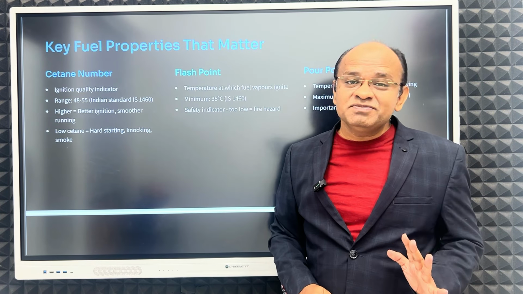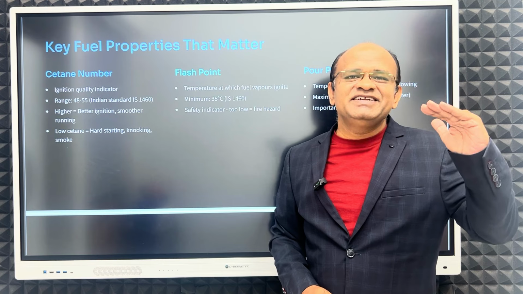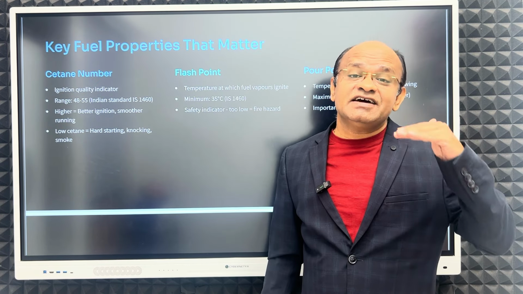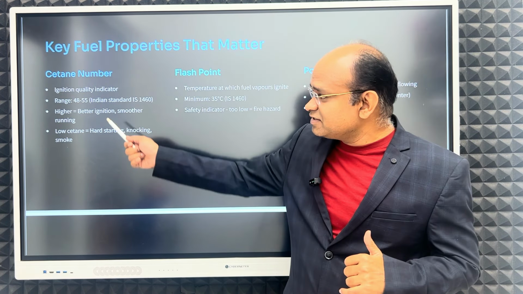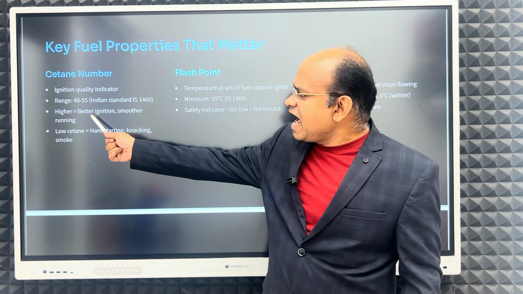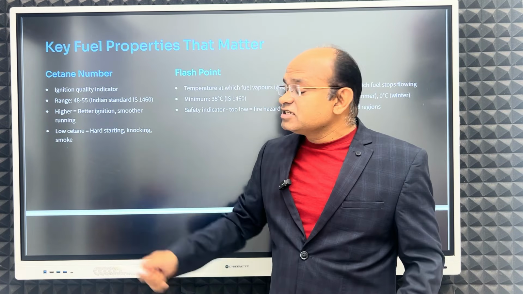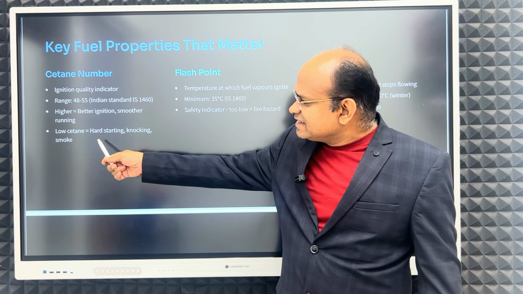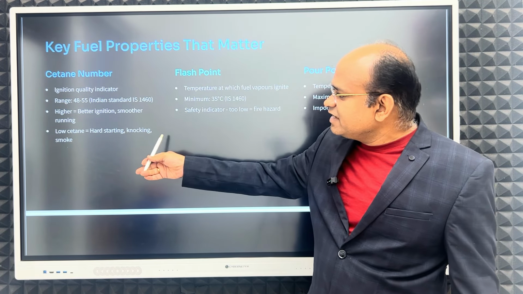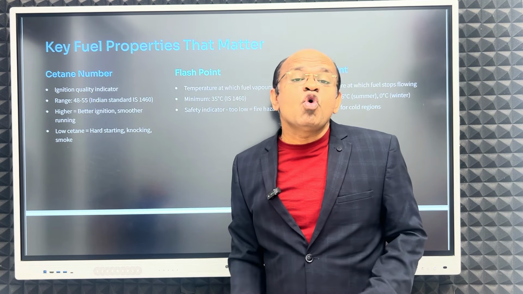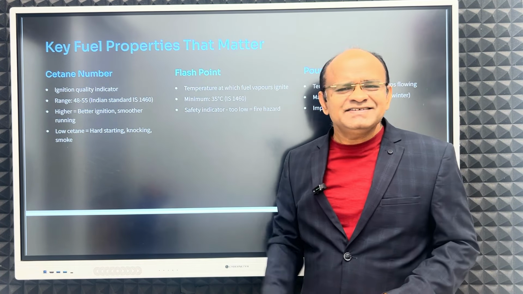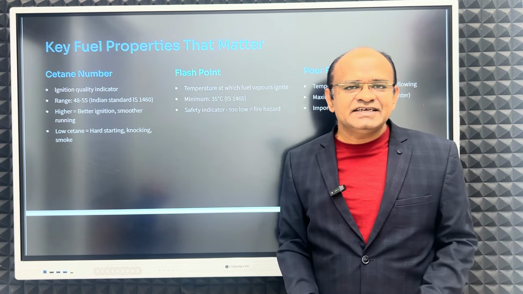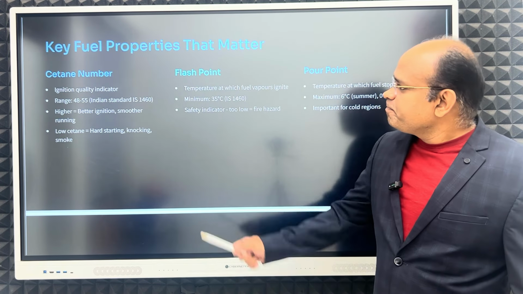At petrol pumps as well, high speed diesel or premium diesel categories are there. They sell it at higher premium prices because it will have better ignition and smooth running. Low cetane means hard starting, knocking and smoke. Nobody wants this because it can harm your engine. So low cetane is harmful.